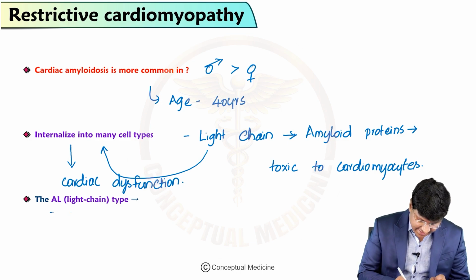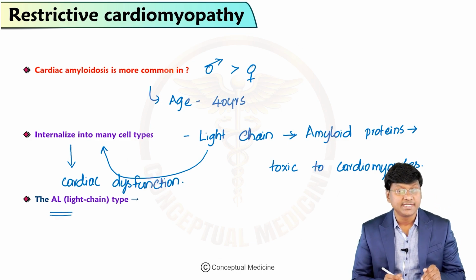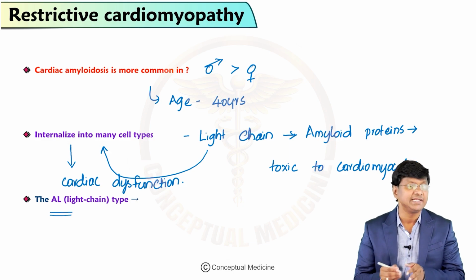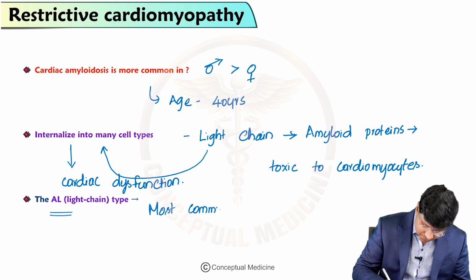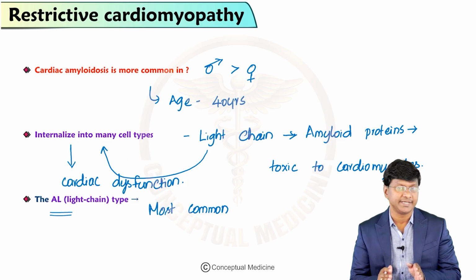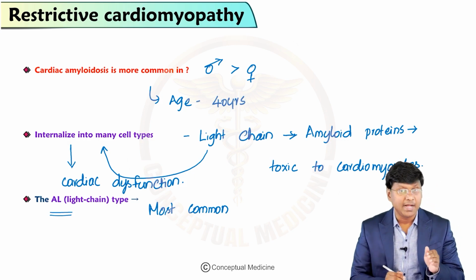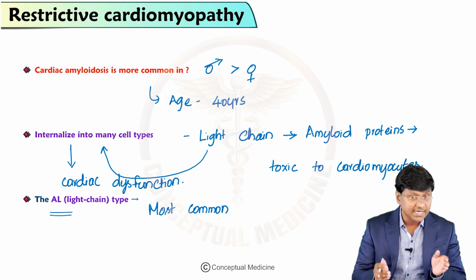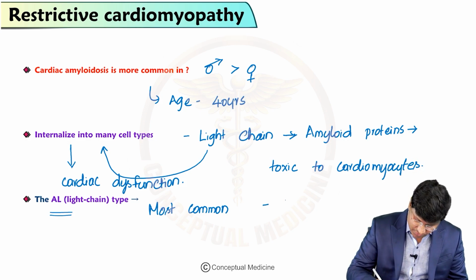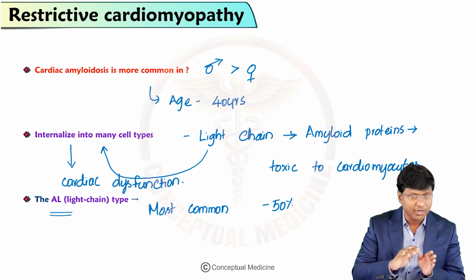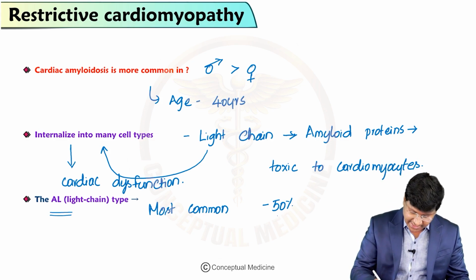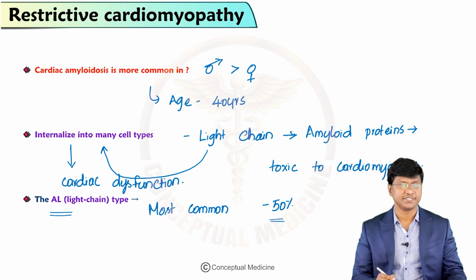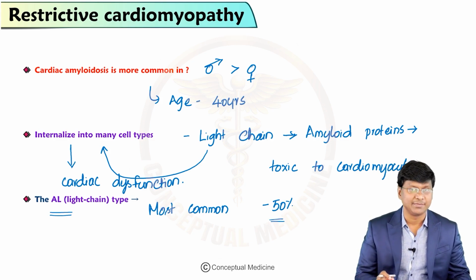And this AL, that is light chain type of amyloidosis, is the most common type. And among the disorders of amyloidosis, the cardiac involvement is around 50%. So that is about light chain amyloidosis.